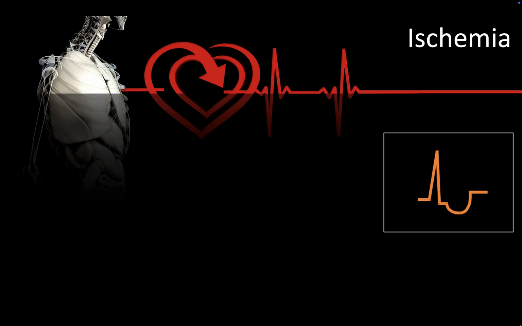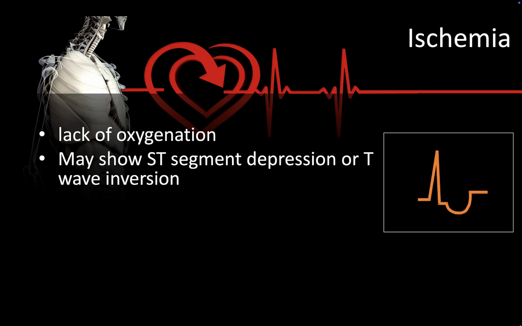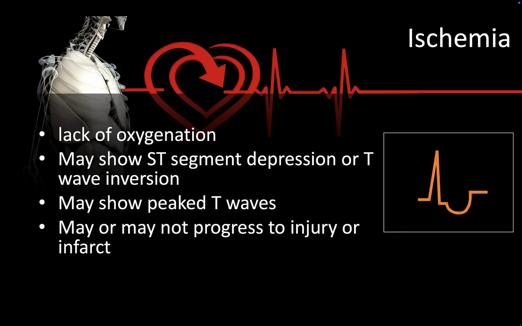First is ischemia. We know that ischemia is lack of oxygenation to the heart's tissues, and it can show up as ST depression or T-wave inversion, and that's one of the things that we are going to look for. It may also show up with peaked T-waves or other changes to the T-wave morphology. It may or may not progress to injury or infarct.